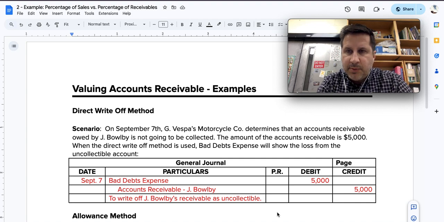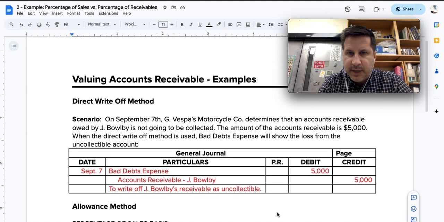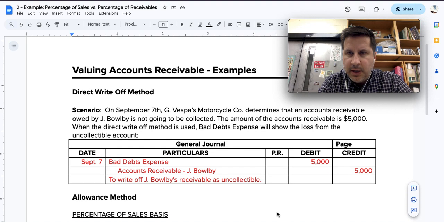Okay, let's go to something a little bit trickier called the allowance for doubtful accounts. And when we use the allowance method, there are two methods we are going to look at. One is we are going to look at the income statement and our revenue. So we're going to use a percentage of sales. And the other one is going to be a percentage of receivables using the balance sheet as our metric. So let's get into percentage of sales.